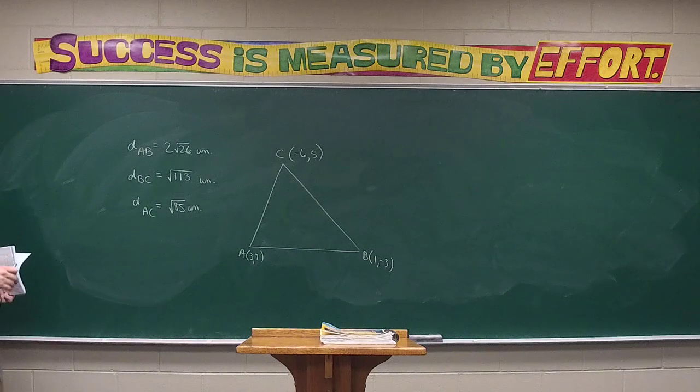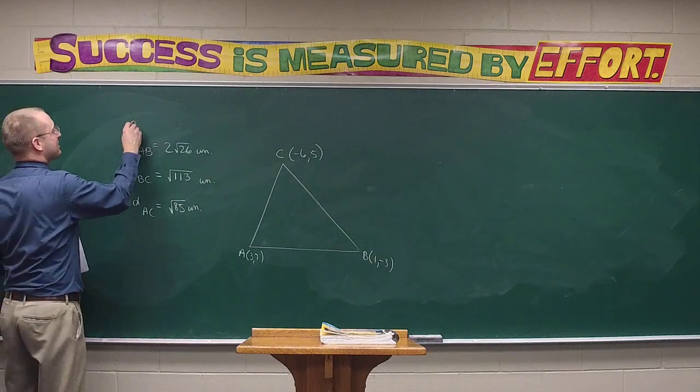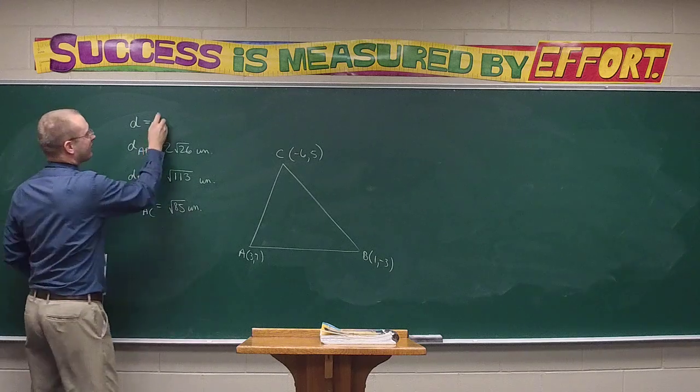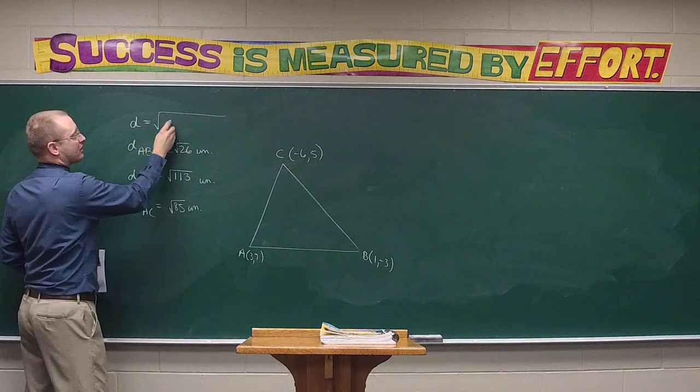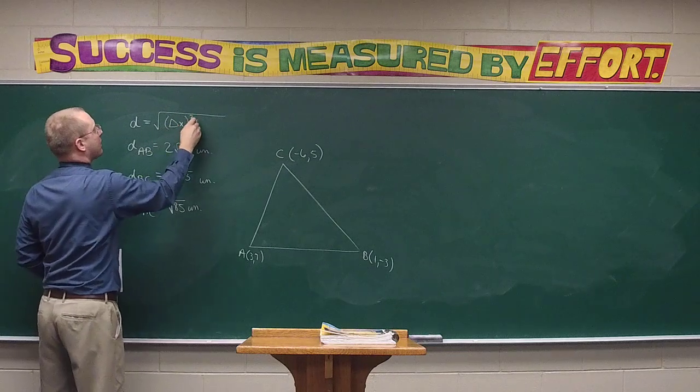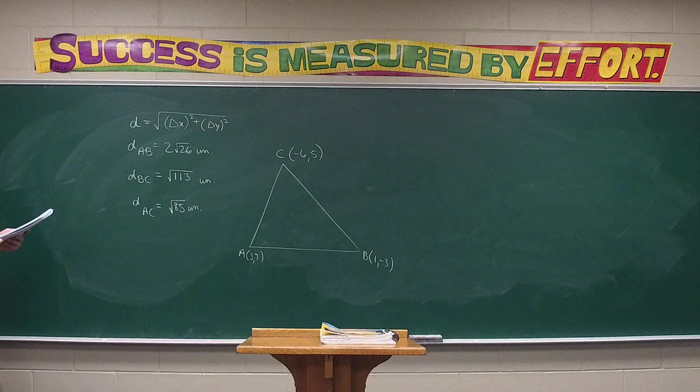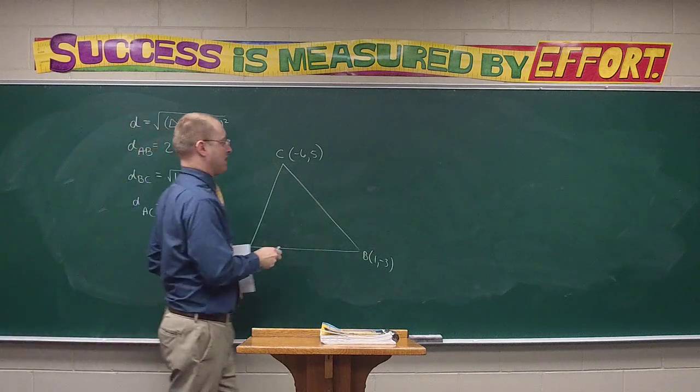Questions on the 3 lengths. Again, what is that distance formula, Quentin? It's the square root of changing x squared plus changing y squared. There we go.